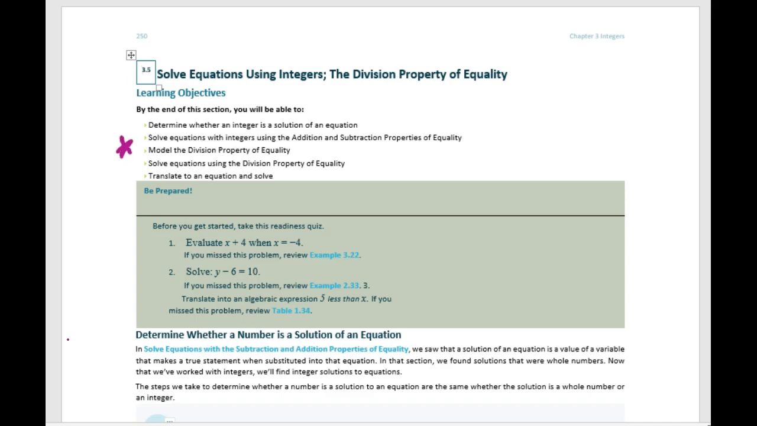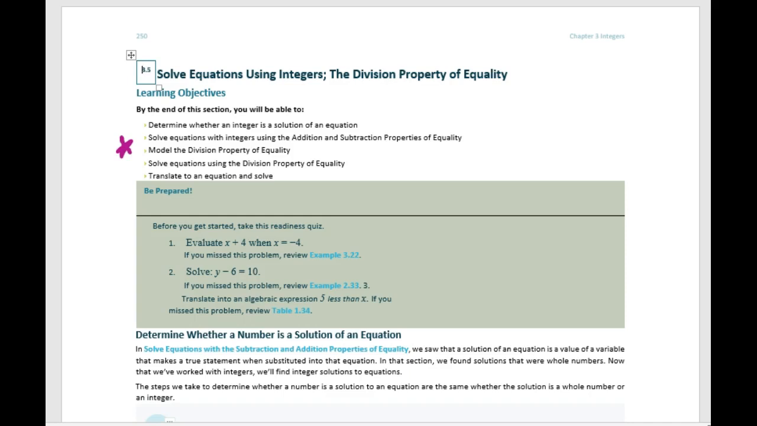So first we're going to determine whether an integer is a solution of an equation. Then we're going to solve some equations using the addition and subtraction properties of equality. We're going to model the division property of equality to see what that looks like. Then we're going to be solving equations using that division property. Then we're going to be turning some words into equations and then solving them.